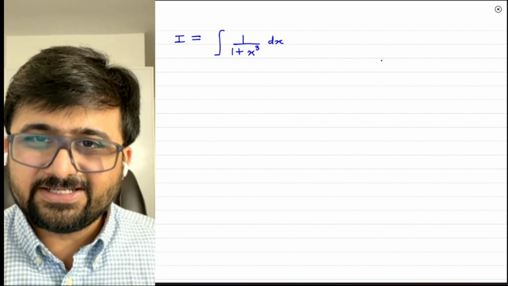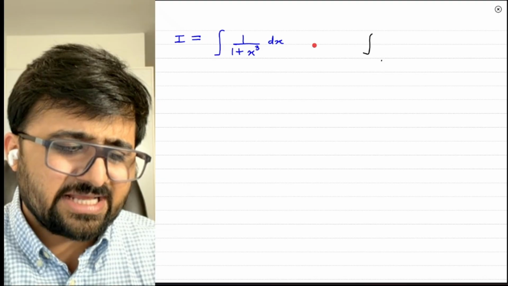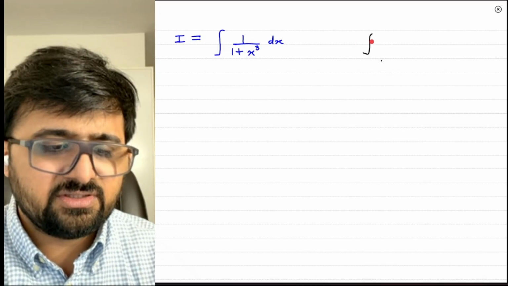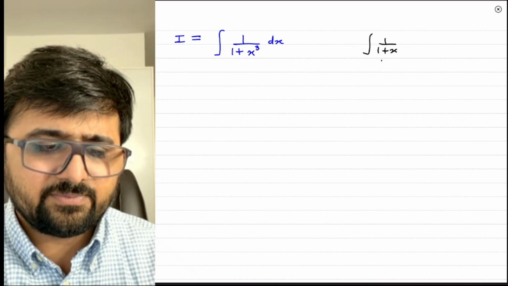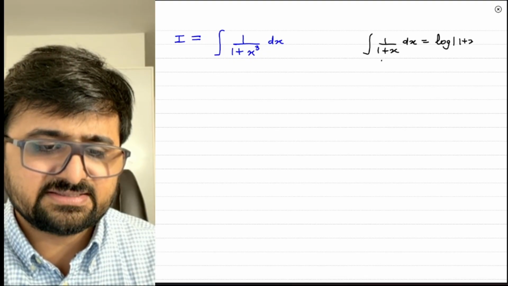Let us see how to integrate 1 upon 1 plus x cube. We know that this is not a direct integration. There is no direct formula available. We have a direct formula for the integration of 1 upon 1 plus x, which is log mod 1 plus x.